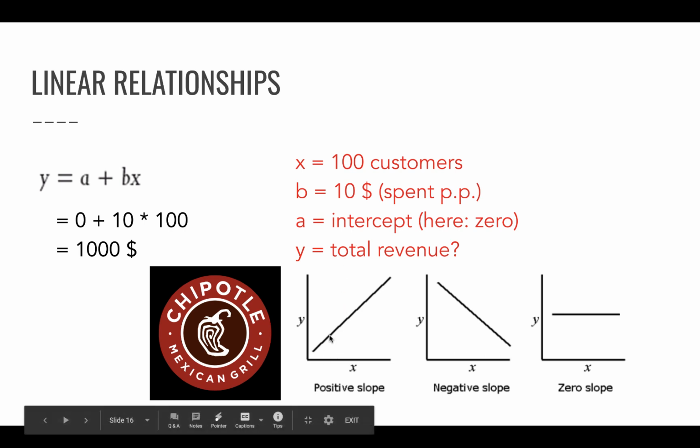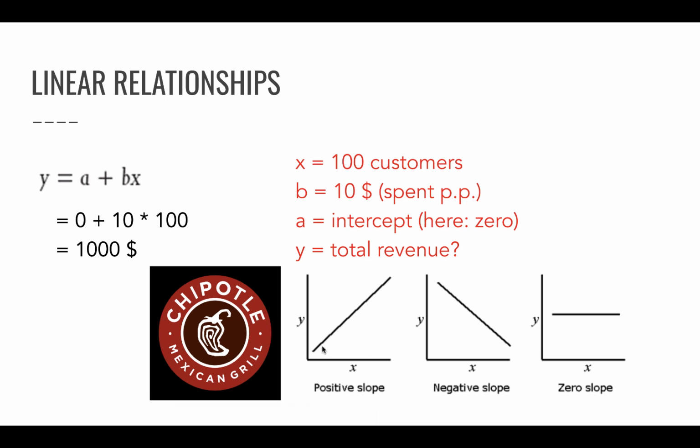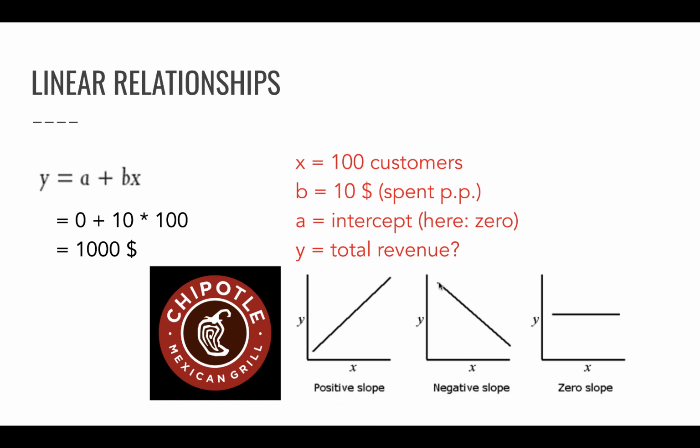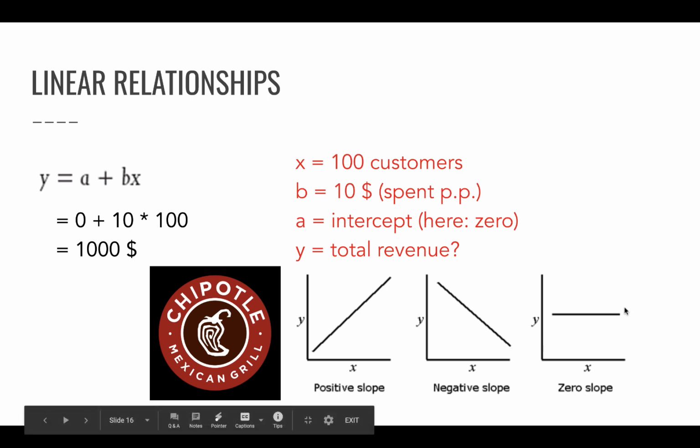Now, if you have a positive slope, so if your B is positive, let's say every person who comes into Chipotle spends $10, you'll have a line that goes upward. If you have a negative slope, let's say every person who walks into Chipotle takes $10, then you're going to have a negative slope for sure, and then this would be a 0 slope.